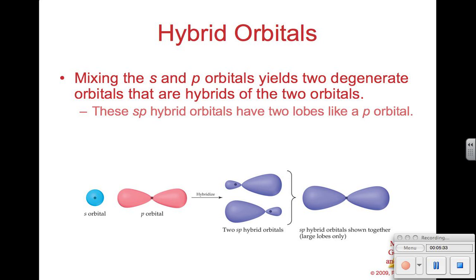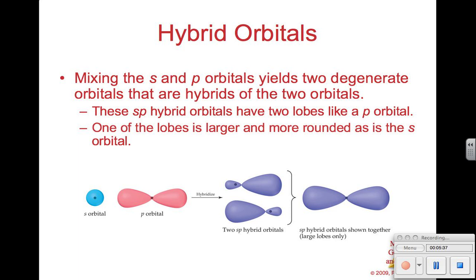So if you think of the s orbital and the p orbital, mixing the s and the p orbital yields two degenerate orbitals that are hybrids of the two orbitals together. These sp hybrid orbitals have two lobes. So you take an s and a p and you hybridize them and you get the two sp orbitals. And they've got these lobes. One of the lobes is larger and more rounded, as is the s orbital.